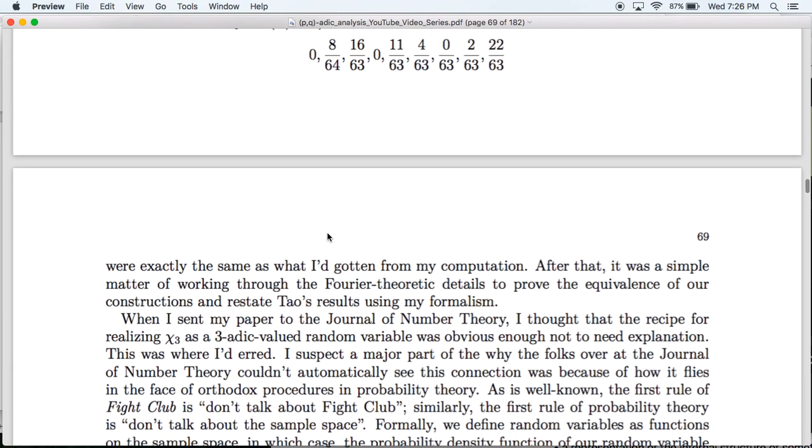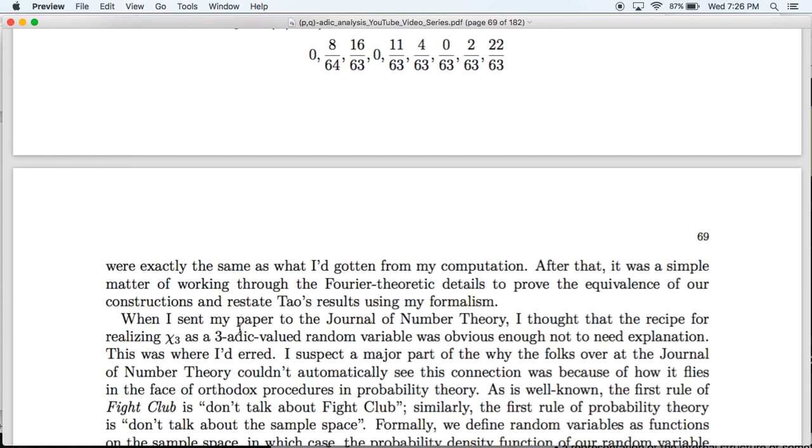When I sent my paper to the Journal of Number Theory, I thought that the recipe I described above for realizing chi3 as a 3-adic valued random variable was obvious enough not to need an explanation. You pick an n and you pick an x between 0 and 3 to the n minus 1, and then you compute the probability that chi3 is congruent to x mod 3 to the n minus 1, by integrating that set over the 2-adic integers. So in my assumption that this would be obvious, that's where I made my mistake.